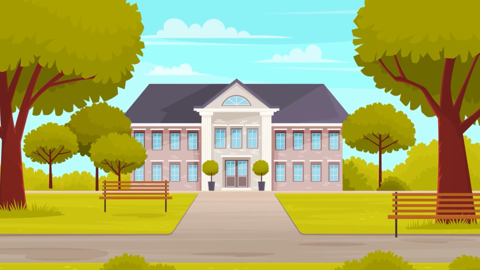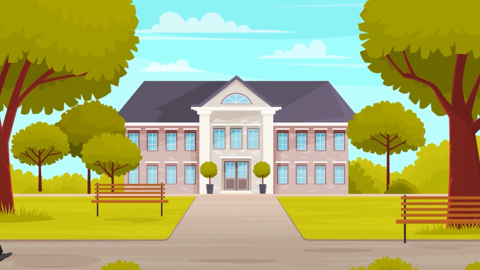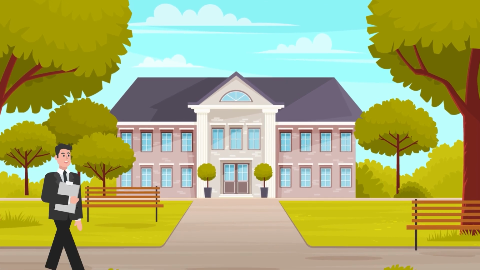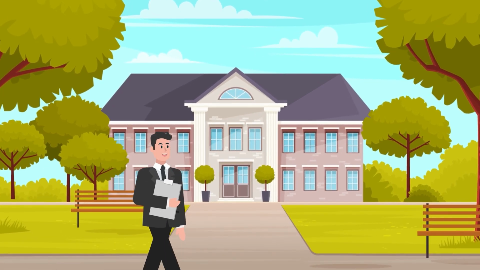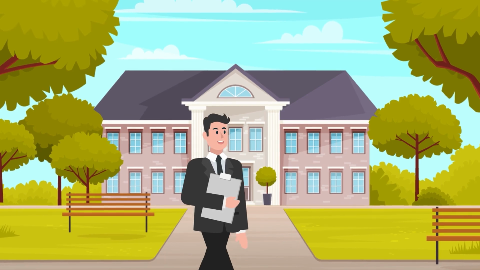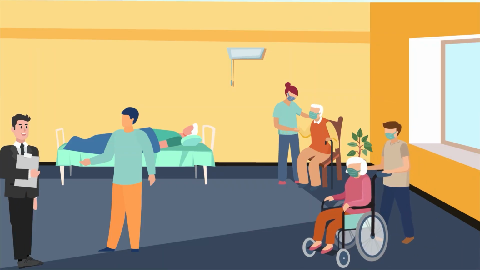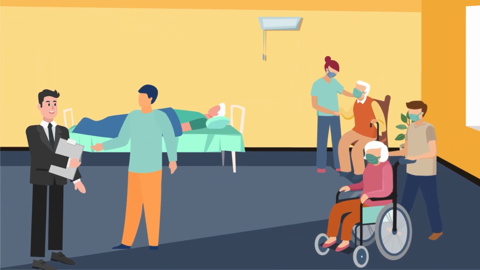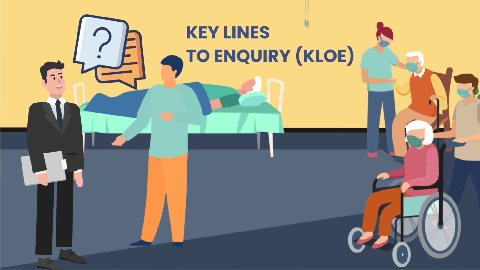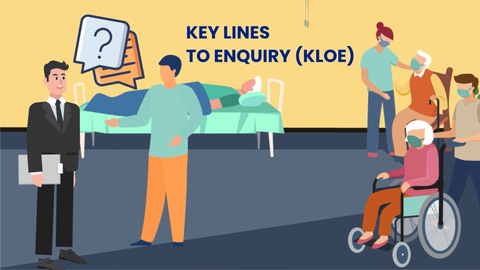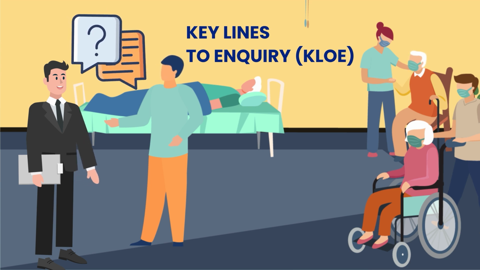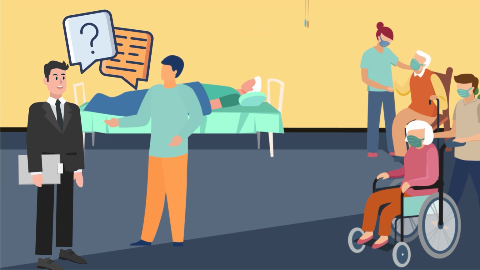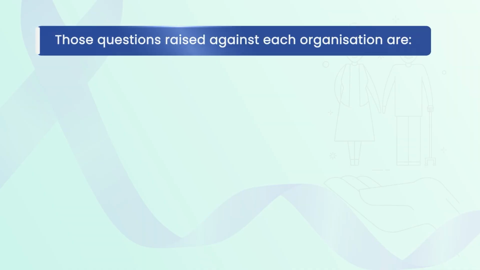Inspectors from the CQC will regularly engage with care services to ensure that their practices meet all expected criteria. They would do this by asking 5 simple questions. These are known as the Key Lines of Enquiry, KLOE, and are used to ascertain ratings in quality. Those questions raised against each organisation are: are they safe?